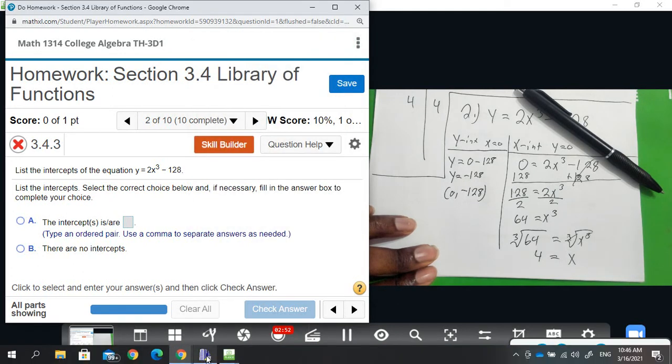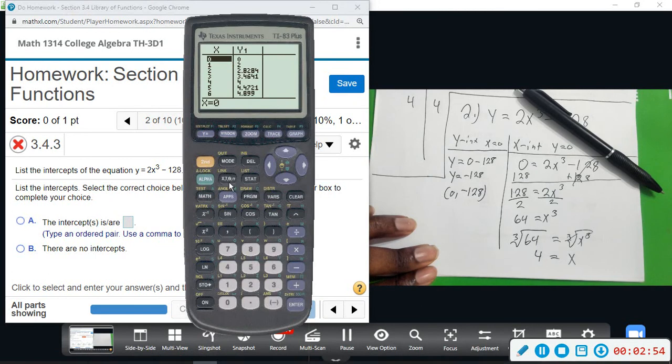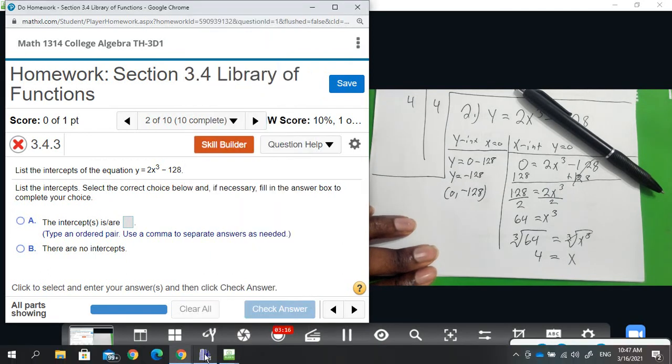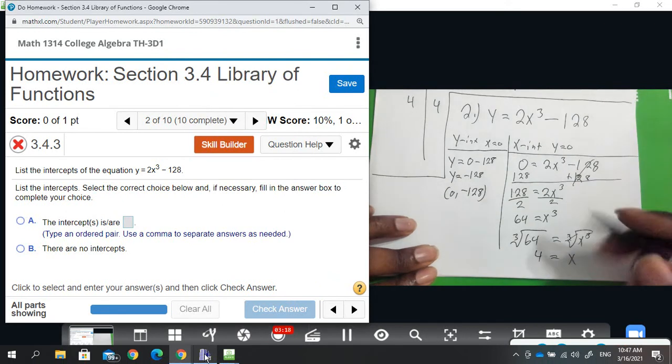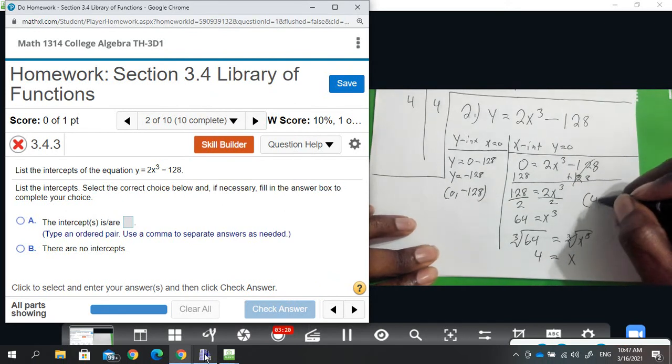However, you have a graphing one. You can. I'm going to quit and get out of here. The way you get that is math, and then option number 4 has the third or the cube root. So you input that and then 64. And then it gives you 4. So our x-intercept is the ordered pair 4, 0, because y is 0.